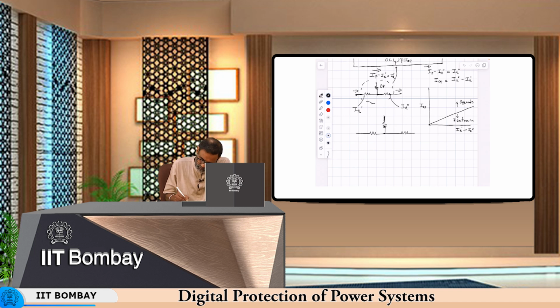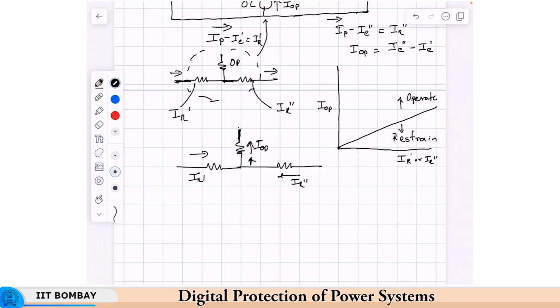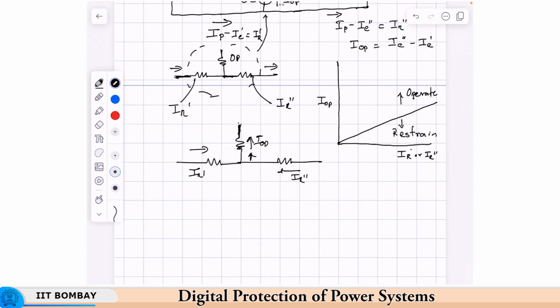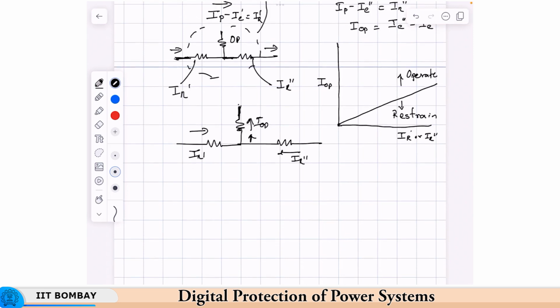But if there is a fault, then IR dash will be like this, and IR double dash will be like this. I operate will be significantly higher because of this current, since the directions are reversed; by Kirchhoff's law, it will have to flow through this. And since the directions have reversed, if you take an average here, the I restraint will also reduce. So the relay will operate. Okay, so this is the overall theory for the differential operation. Now there are a few challenges with transformers.